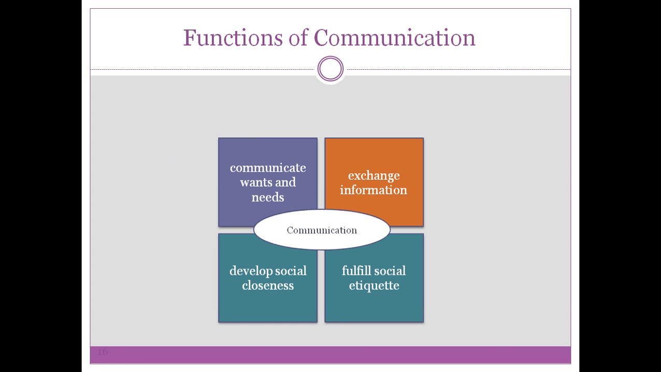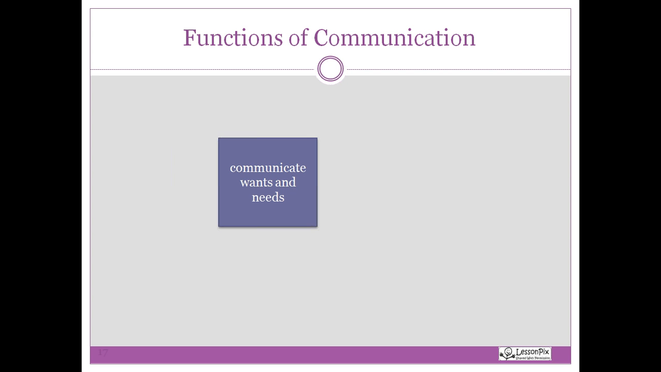So the functions of communication: communicating your wants and needs, exchanging information, developing social closeness, and fulfilling social etiquette. Communicating wants and needs is more than just requesting. It's also directing people. We'll get into that, but there's more steps to that. Exchanging information, that's kind of what we do a lot of at school. Developing social closeness, talking to people, that's the most unpredictable one. So it's probably the hardest one to set up your routines to get to practice and model about, right?